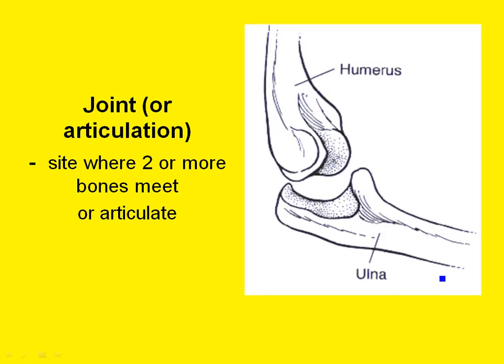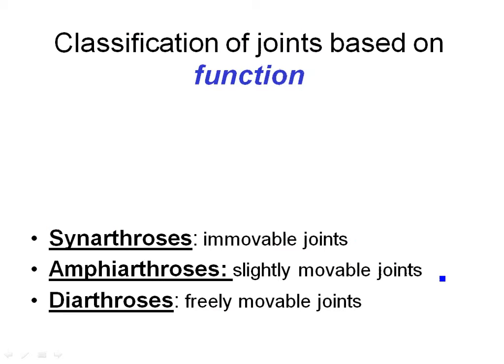Now, as you're going to see, it's not always as clear-cut and simple as a nice elbow joint. When we look at that, it's pretty easy to see that two or more bones are coming together and they're moving. Okay, so that's easy to see that that's a joint. But we're also going to find that you have some bones that don't move at all. So we base them on function, or how much movement there is between the bones.